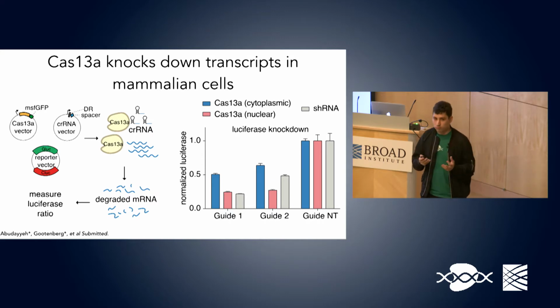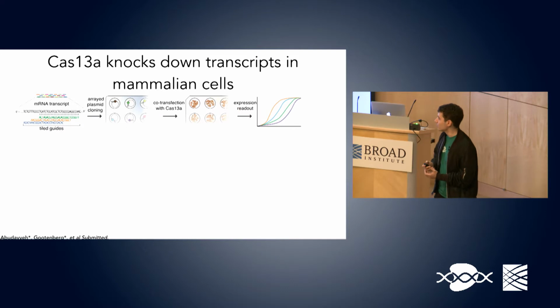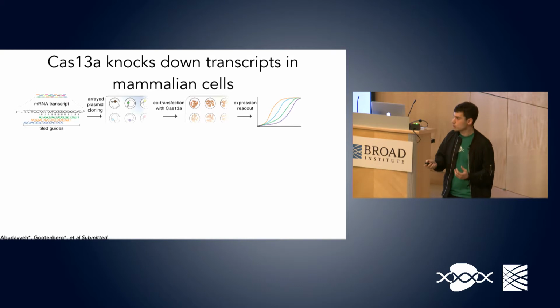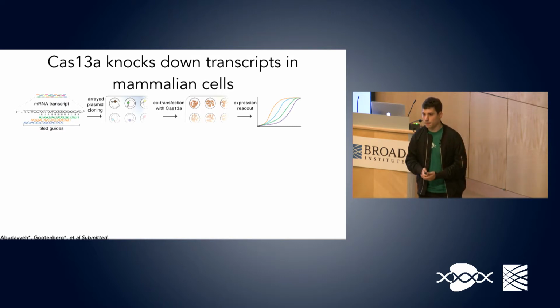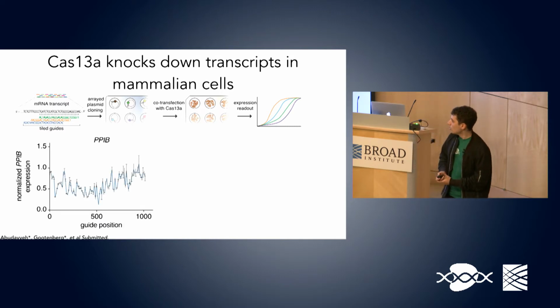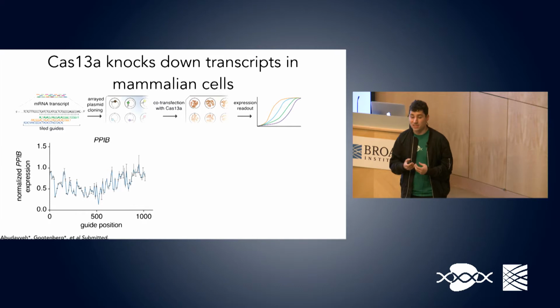So we wanted to leverage the reprogrammability, so we actually did a tiling screen. What we did is we could take a transcript and computationally design tiled guides across it. And we hadn't, at the time, had a lentivirus construct, so we actually did arrayed plasmid cloning. And then you can clone these and co-transfect them into cells with Cas13, where you can read out expression by qPCR or luciferase assay. So we targeted a couple genes. One is cyclophilin B or PPIB, and you can see that there are regions of very good targeting in certain areas, and we think that these may be indicative of secondary structure.